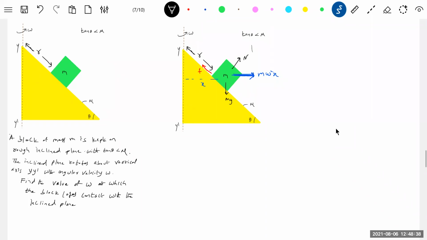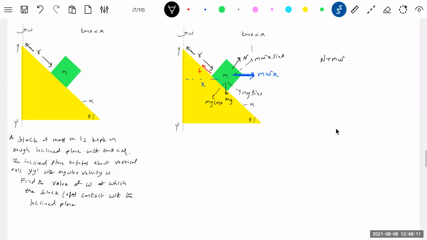What was the question given? Find the angular velocity at which the block loses contact. We will resolve forces perpendicular to the incline. Sine theta. Friction also, should I resolve it? Not possible, no? Friction is acting along the incline, so the component of that perpendicular will be 0. So now get into this much.